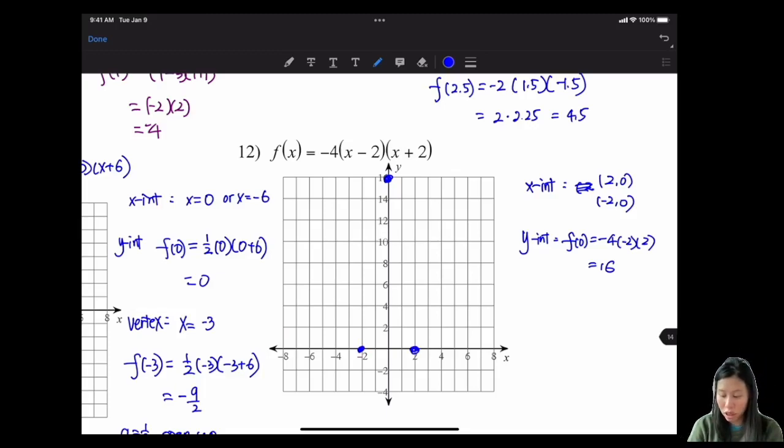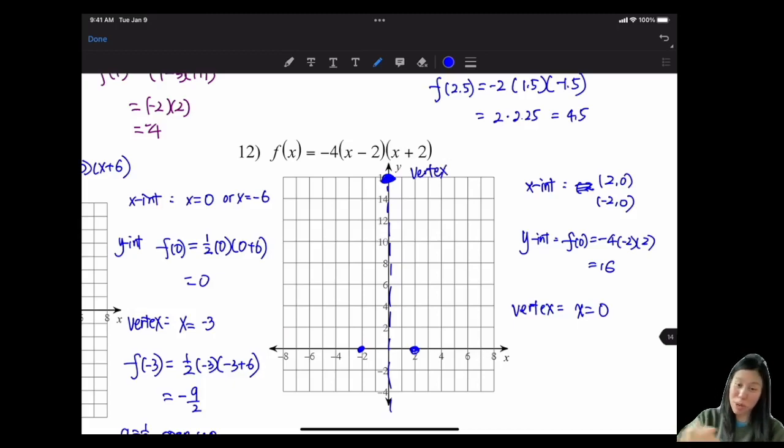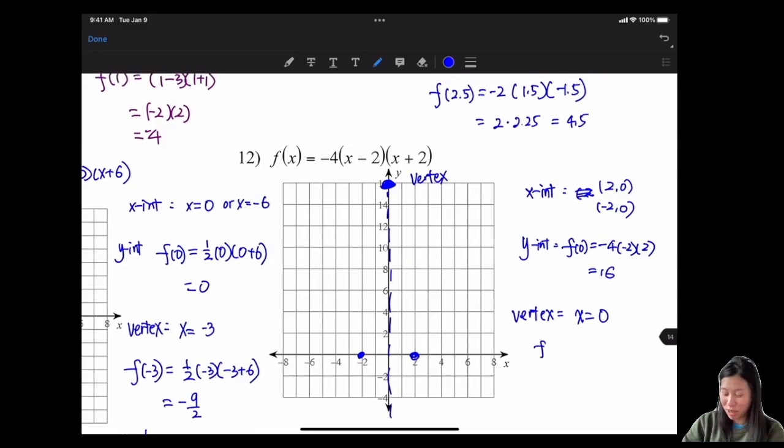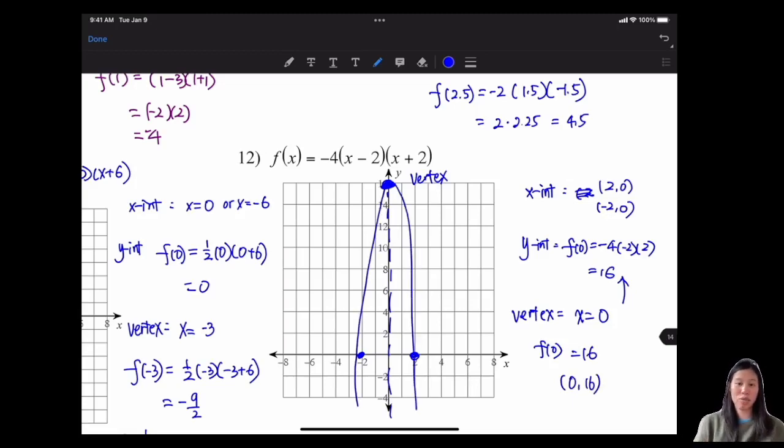Okay, vertex. So between -2 and 2, we know that the vertex is on what? The y-axis. So x equals 0. That means the y-axis happens to be the vertex. If you don't believe me, try to do it by yourself, because f of 0, we just calculated, is equal to 16, which happens to be on the y-axis. So that means the graph is going to look like this one.